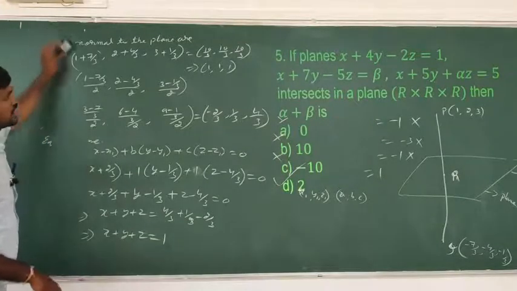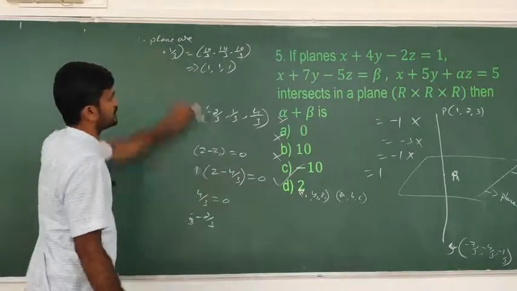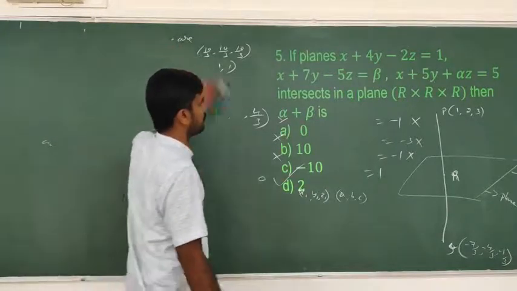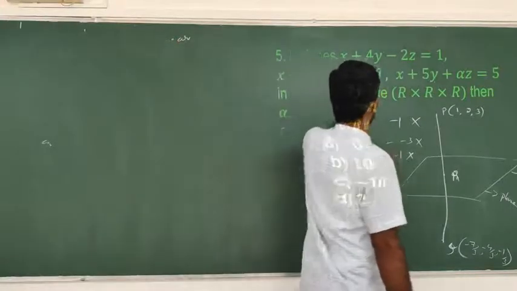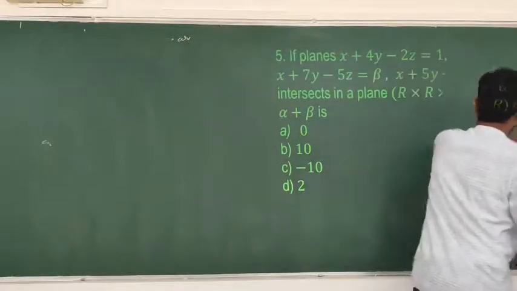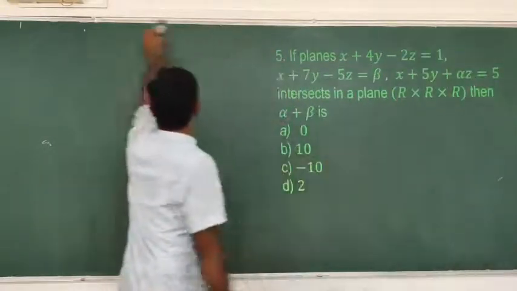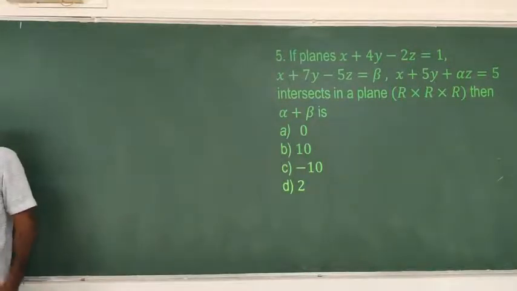If the planes x plus 4y minus 2z is equal to 1, x plus 7y minus 5z is equal to beta, x plus 5y plus alpha z is equal to 5 intersect in a line, then the value of alpha plus beta is equal to how much, they are asking. Okay, so now our aim is to find the value of alpha plus beta.